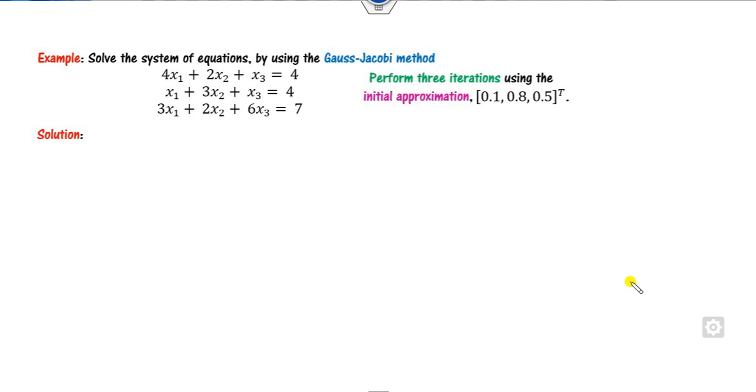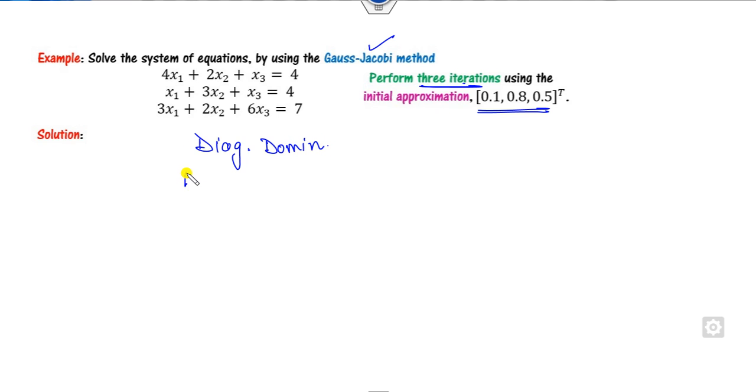Look at this another question. You have to perform the Gauss-Jacobi method by performing only 3 iterations and start with this initial guess instead of 0 0 0. Check whether this is diagonally dominant or not.